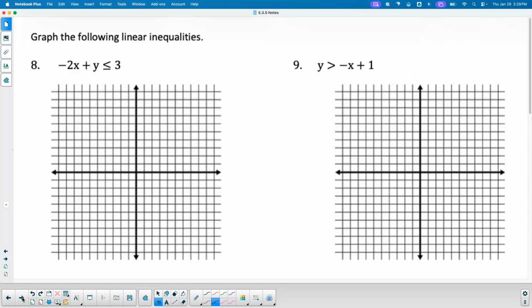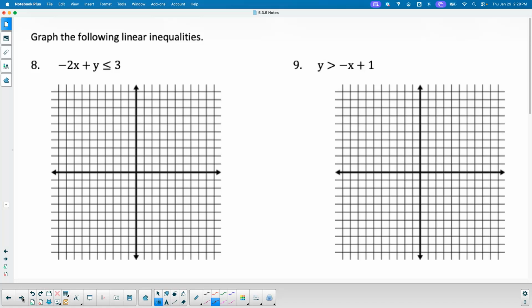On the next page, we've got 6 different inequality graphs. Okay? So I'm going to do number 9 with you together, and then once we're done with that one, you can have the rest of the time to work on homework.